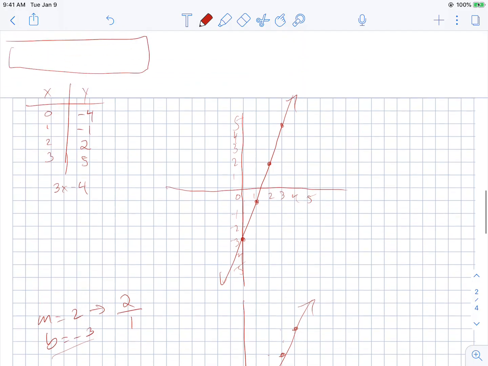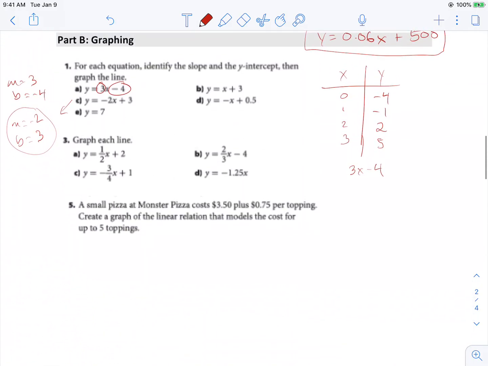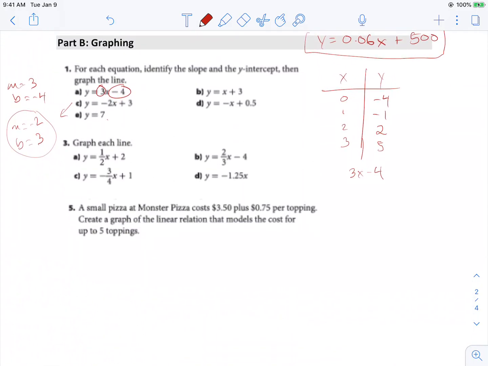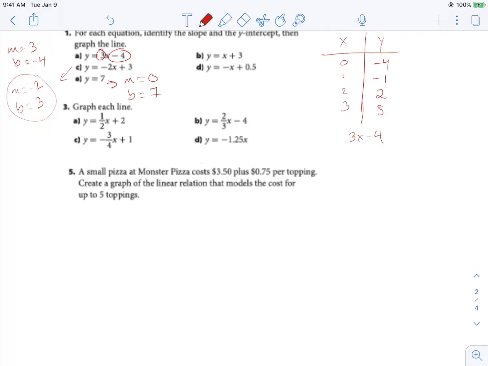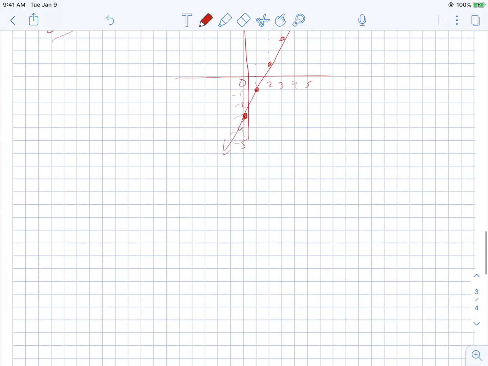Okay, excellent. And the last one, y equals 7. Notice how there's nothing connected to our x here, because there is actually a slope of 0. We don't have an x value present, slope of 0, but we do have a b value, that is 7. Okay, this one, when you have this slope of 0 means flat line. So let's take a look at how it's going to look.